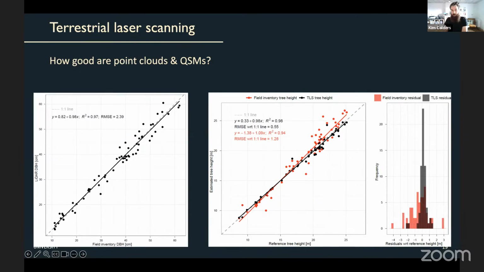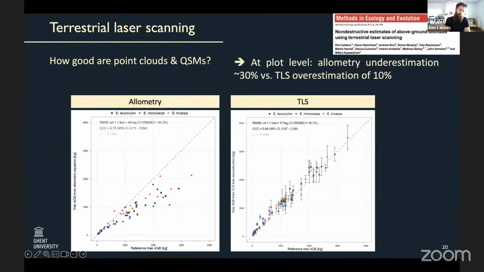And these were not very complicated trees. This is not a tropical forest. But what we're really interested in was how good are these QSMs? Typically when we have this volumetric QSM, we use wood density or basic density to convert it to a biomass, above ground biomass. And for this specific case in Rushworth, you have on both panels the reference biomass from the destructive measurements on the x-axis. And on the left panel, you have the typical allometric model estimate for those trees.